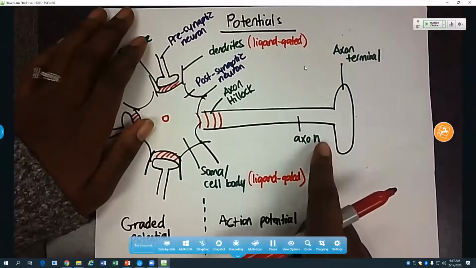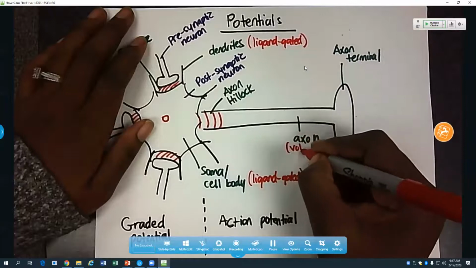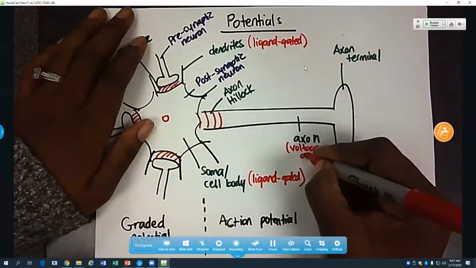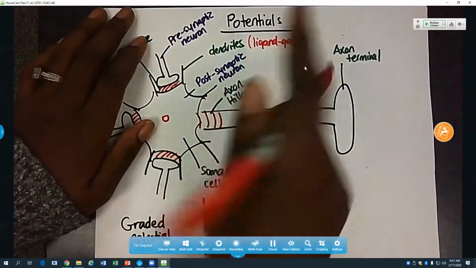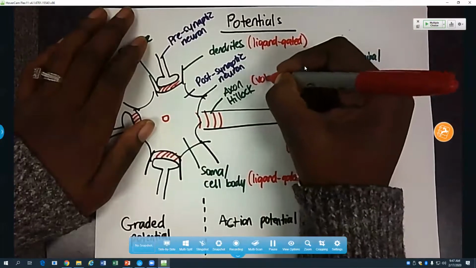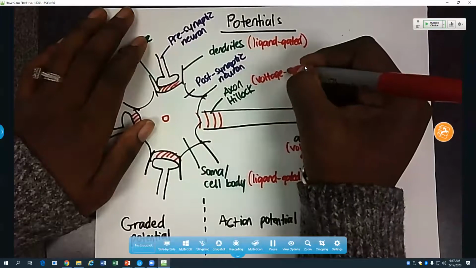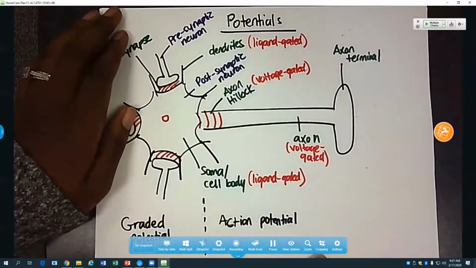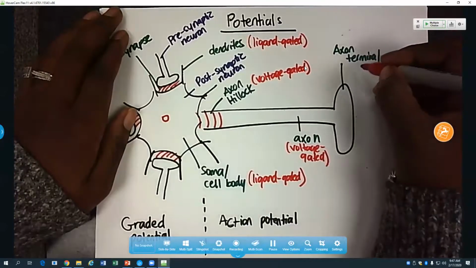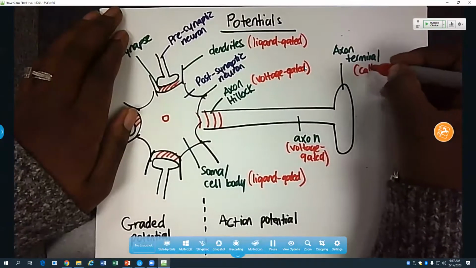Along the axon, we had voltage-gated channels. And then also heavily concentrated at the axon hillock, we also have voltage-gated channels. All right, and then down at the axon terminal, we have calcium channels here.